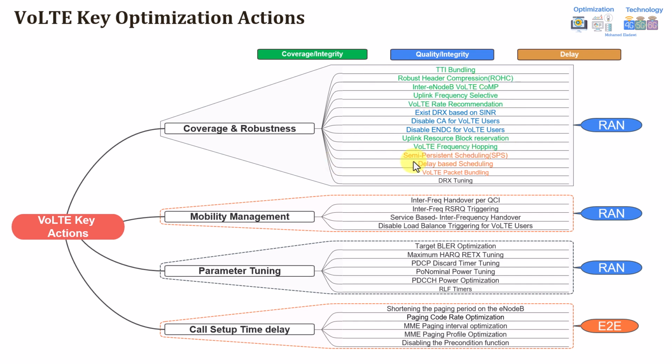So in today's video, we're going to cover the first two parts, which are related to TTI bundling and robust header compression. The important point is that I will cover those two parts also using the logs, just to show you how to verify the feature functionality and how you can confirm from the logs whether this kind of feature is working or not. So let's move forward and see what we have.